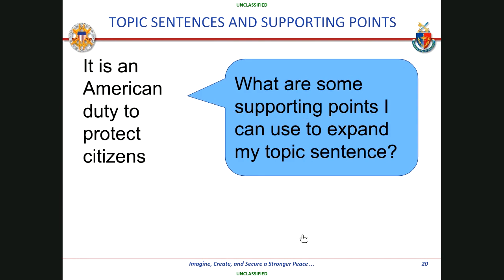Okay, so if my topic sentence was, it is an American duty to protect citizens, what would be some supporting points that I could use? What would I write after this? Okay, maybe type in the chat. If I said my topic sentence was, it is an American duty to protect citizens, what are some supporting points that I could write?